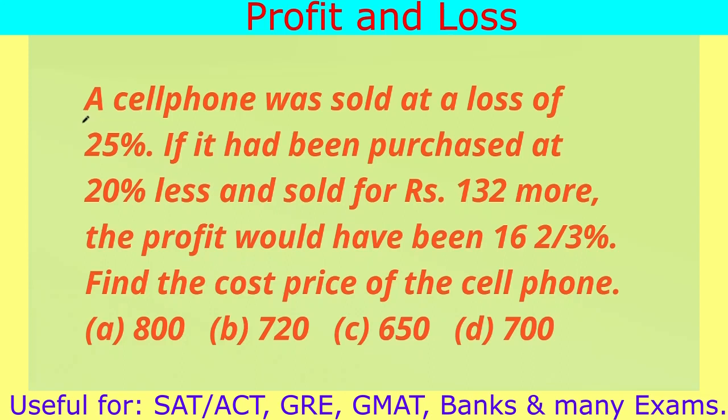Our question is: a cell phone was sold at a loss of 25%. If it had been purchased at 20% less and sold for rupees 132 more, the profit would have been 16 whole and 2 upon 3%. Find the cost price of the cell phone. The given options are option A 800, option B 720, option C 650, option D 700.